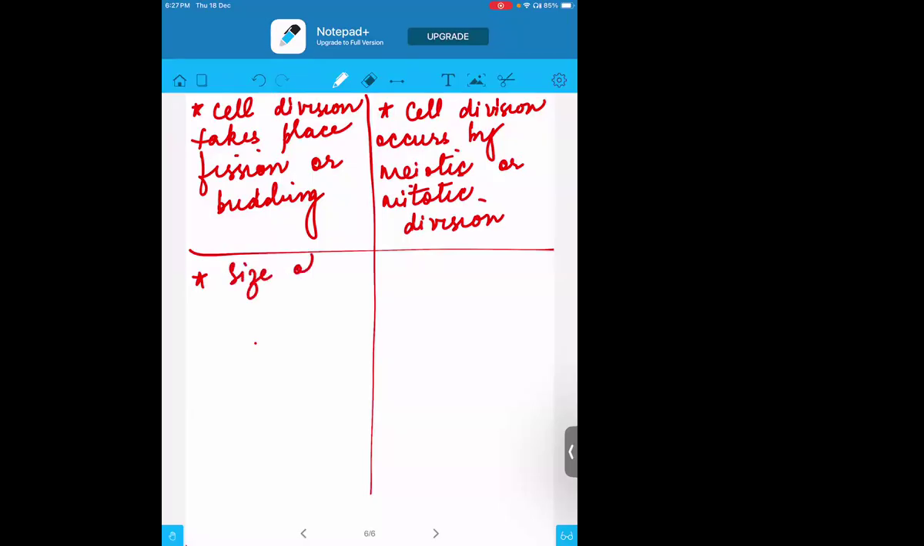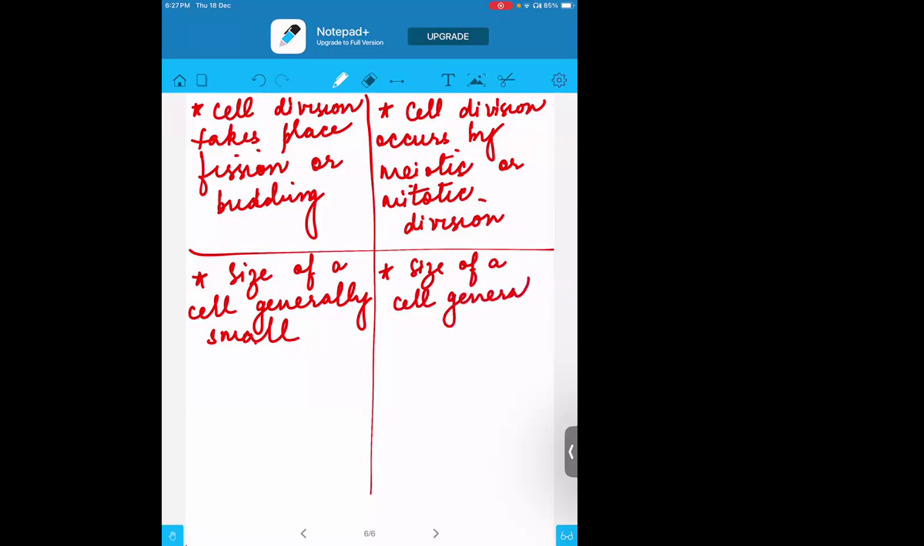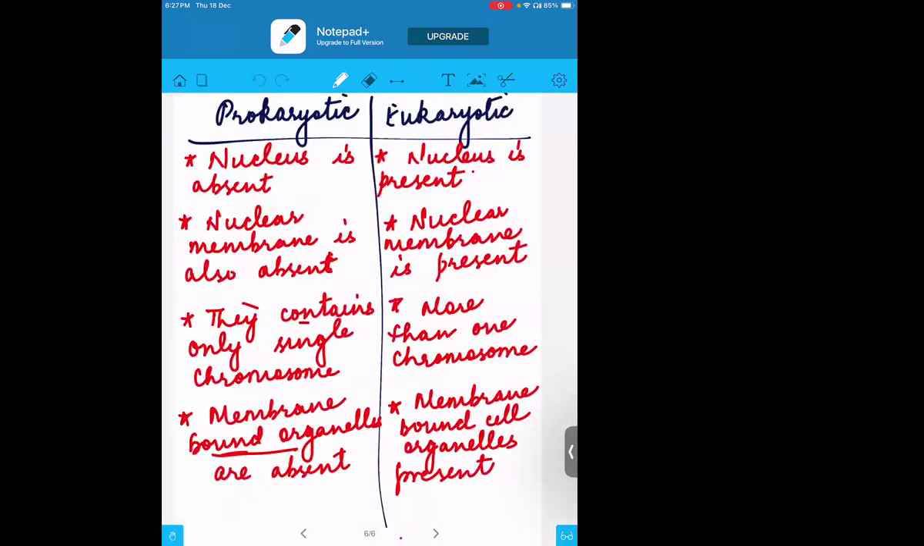Then the last point, the size of the prokaryotic cell is generally small. They are small in size, whereas in the eukaryotic, the size of a cell is large. Generally, they are large in nature. So these are the differences between prokaryotic and eukaryotic.